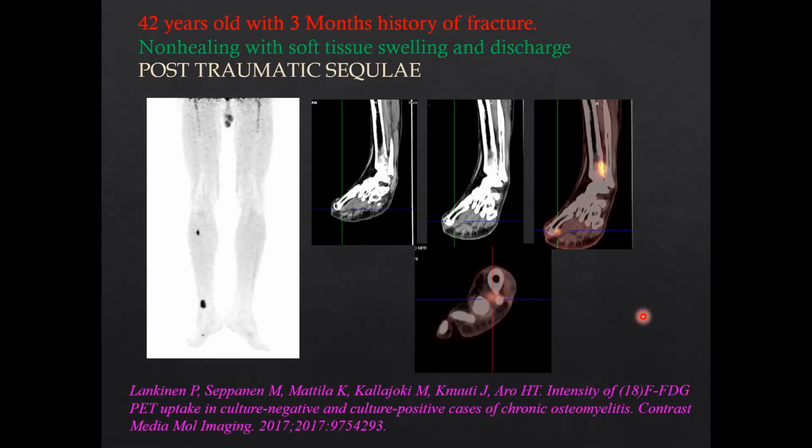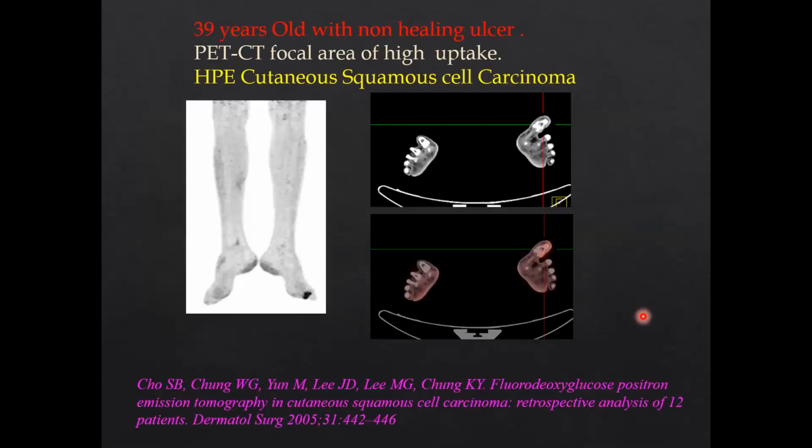This is 39 years old with non-healing ulcer, PET CT focal area of high uptake. Histopathology was cutaneous squamous cell carcinoma. This is that, and uptake wise it is very difficult actually. It can be some sort of an infection, even diabetic foot, even there is a basal cell carcinoma, melanoma, or simply because of DVT or any sort of significant Raynaud's disease or arteriosclerosis. These are the findings which are the differentials for this, but histopathology concurrent with cutaneous.